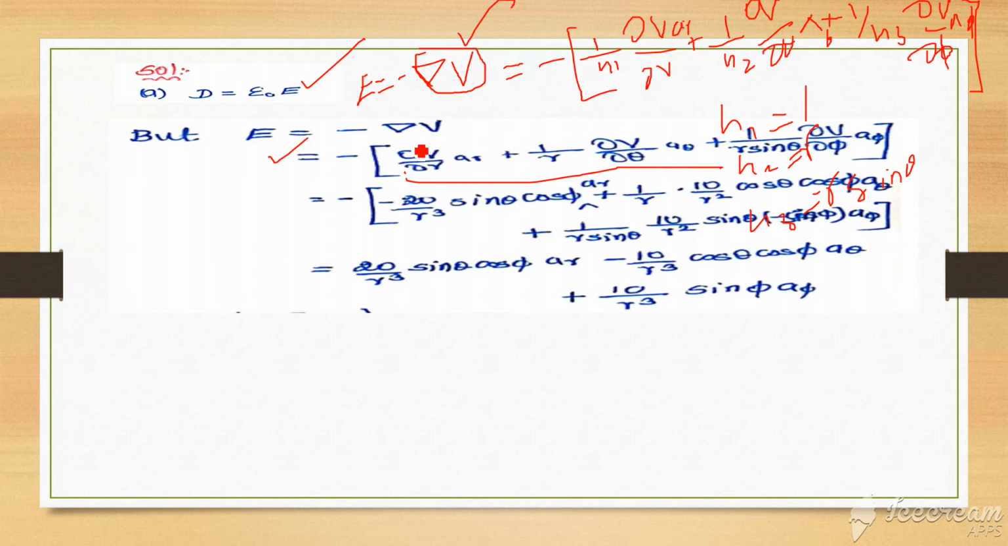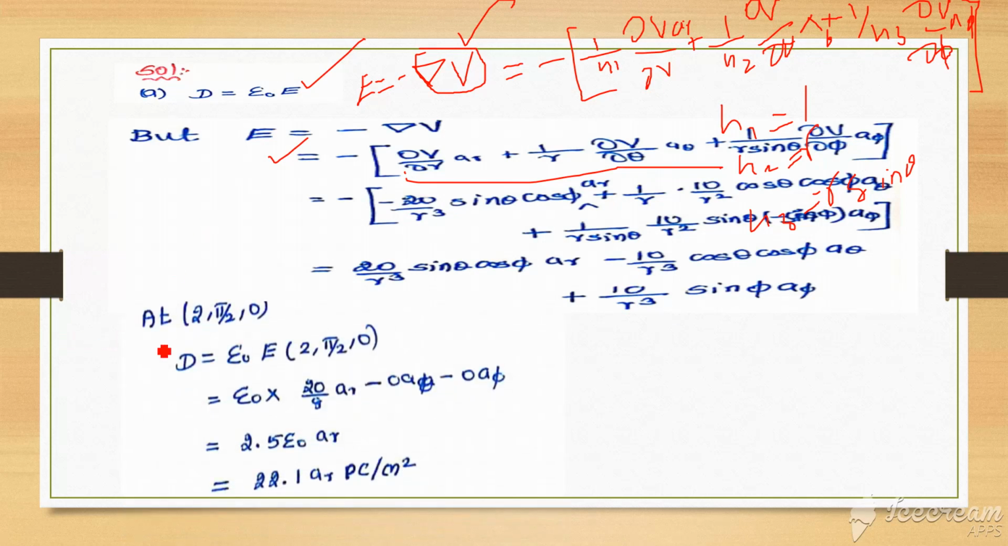Next step, simply substitute the V value. Corresponding to the first term, we differentiate V with respect to R, corresponding to the second one we differentiate V with respect to theta, and the third one we differentiate with respect to phi. Solving this, we get the answer like this. Now we need to find E at the given point. So at the point 2 comma pi by 2 comma 0, D is equal to epsilon naught E.